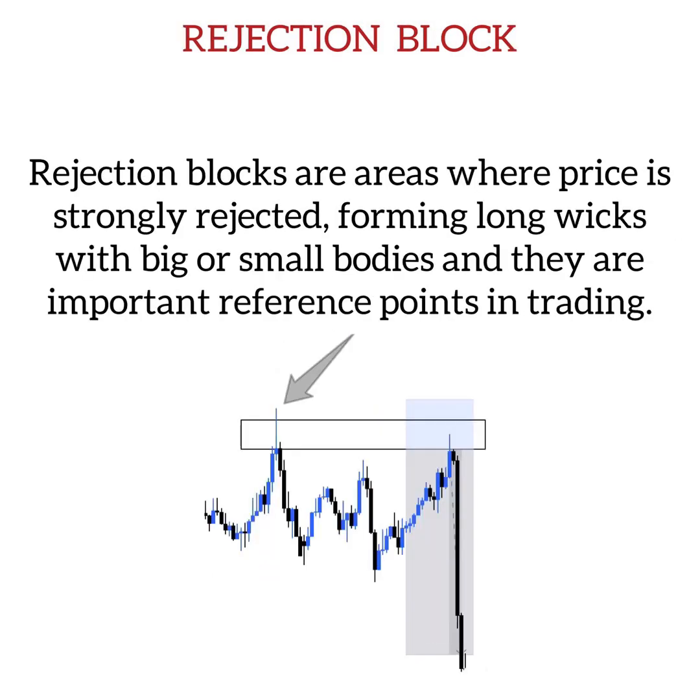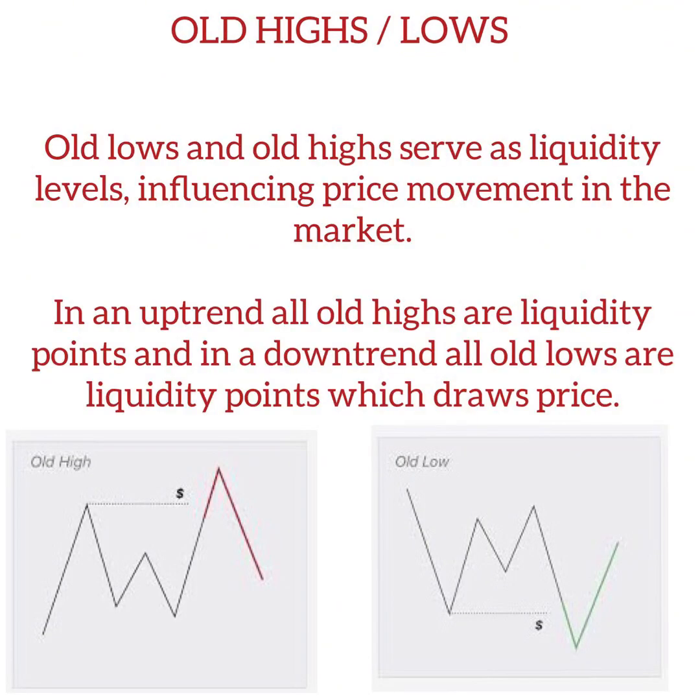Next is rejection blocks. Rejection blocks are areas where price is strongly rejected, forming long wicks with big or small bodies, and they are important reference points in the market. In the diagram, we can see where price rejected previously, making it a strong point of interest. And the last PD array in the order of hierarchy are old highs and old lows, which serve as liquidity levels influencing price movements in the market. And guys, in an uptrend, all old highs are liquidity points, and in a downtrend, all old lows are liquidity points, which automatically draws price to them.